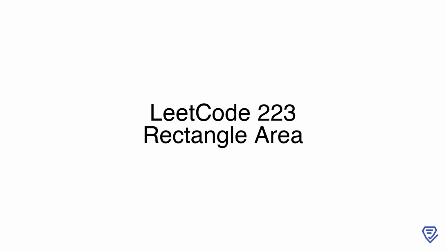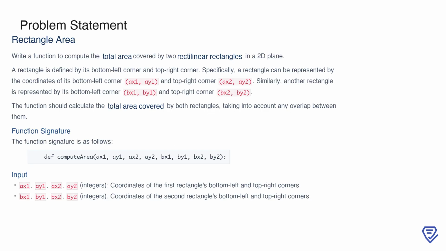Let's dive in. In this problem, we need to write a function that calculates the total area covered by two rectilinear rectangles on a 2D plane. Each rectangle is defined by the coordinates of its bottom left corner and its top right corner. For instance, one rectangle is represented by the coordinates x1, y1 for the bottom left corner and x2, y2 for the top right corner, while another rectangle is defined similarly with coordinates bx1, by1 and bx2, by2. The goal is to figure out the total area covered by these two rectangles, taking into account any region where the two rectangles might overlap.